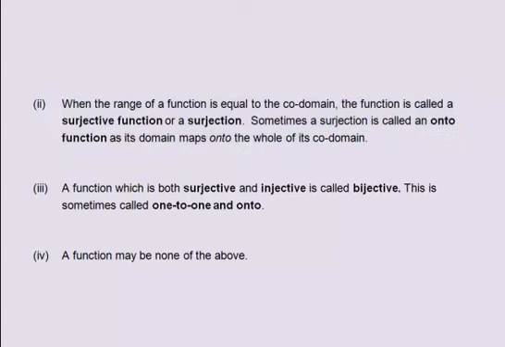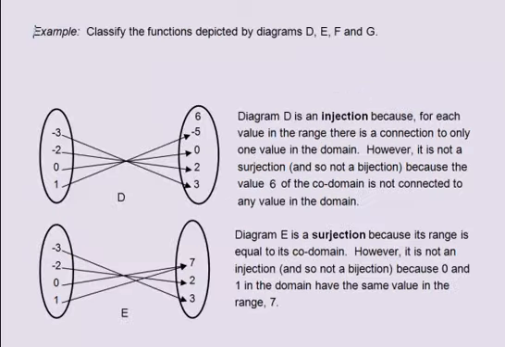Category 3. A function which is both surjective and injective is called bijective. This is sometimes called one-to-one and onto. Category 4. A function may be none of the above. Example: classify the functions depicted by diagrams D, E, F and G.